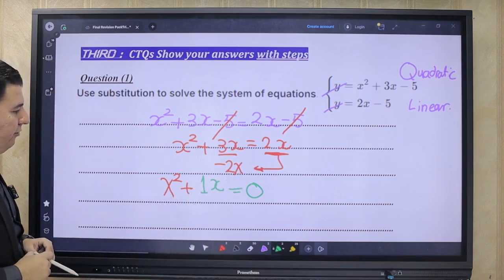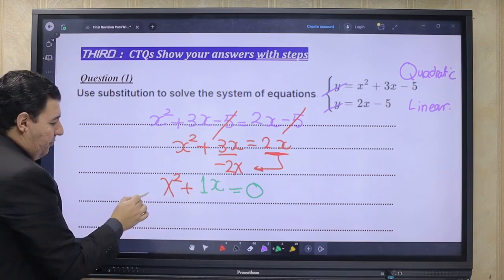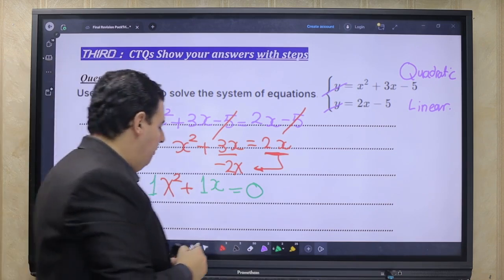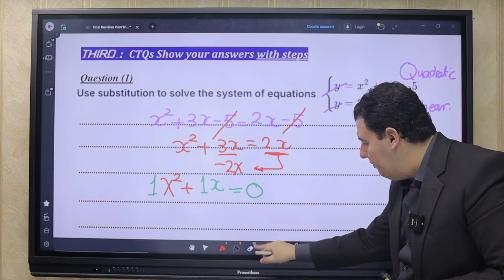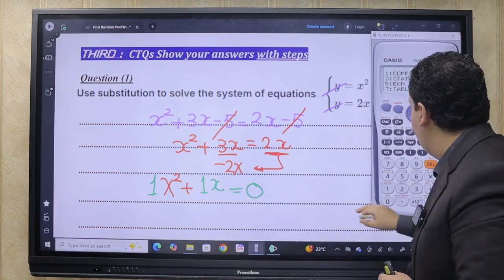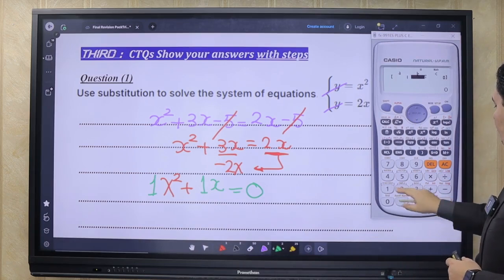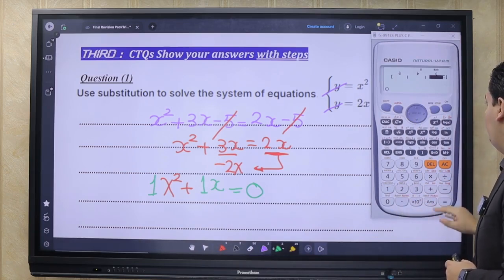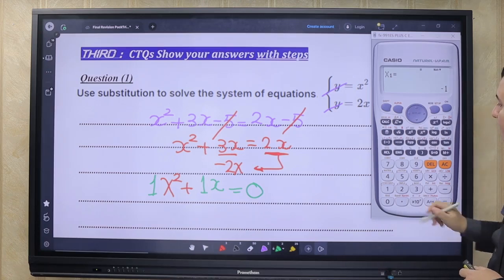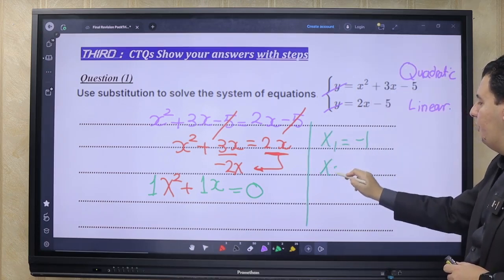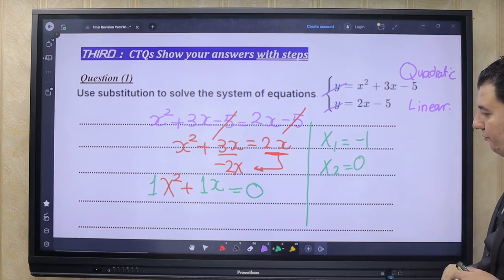How can we find the value of x here? We can deal with the quadratic formula, a equals 1, b equals 1, c equals 0. Let me calculate this. x1 will be negative 1. And x2 will be 0.